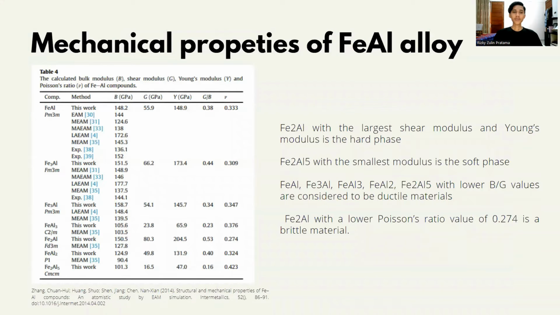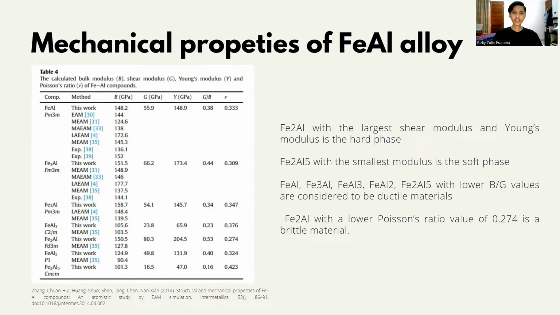Then we continue to mechanical properties of ferroaluminium alloy. From the table, we can see that Fe2Al with the largest shear modulus and Young modulus is the hard phase. Fe2Al5 with the smallest modulus is the soft phase. FeAl, Fe3Al, FeAl3, FeAl2, then Fe2Al5 with the lower B or G values are considered to be ductile materials.